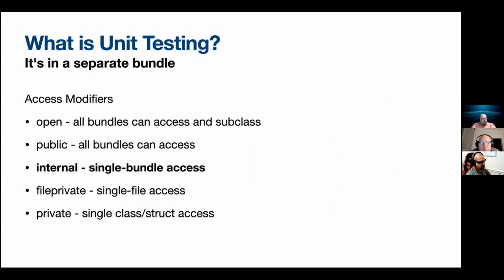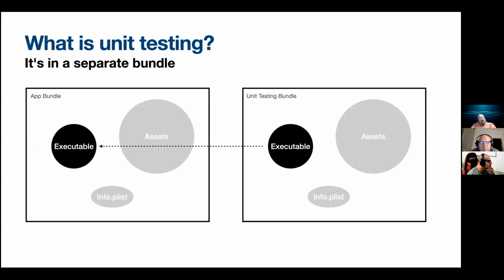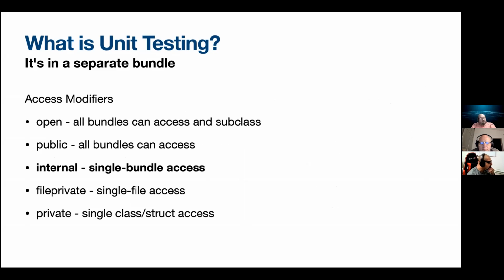You can have file private, which can only be accessed in the same file, regardless if it's a different class. You have internal, which is the default, which means any class or structure that is in the same bundle can access the class. So any class inside the app bundle can access network controller. But in order for other bundles to access network controller, we would need for network controller to be marked public, which allows all bundles to grant access.